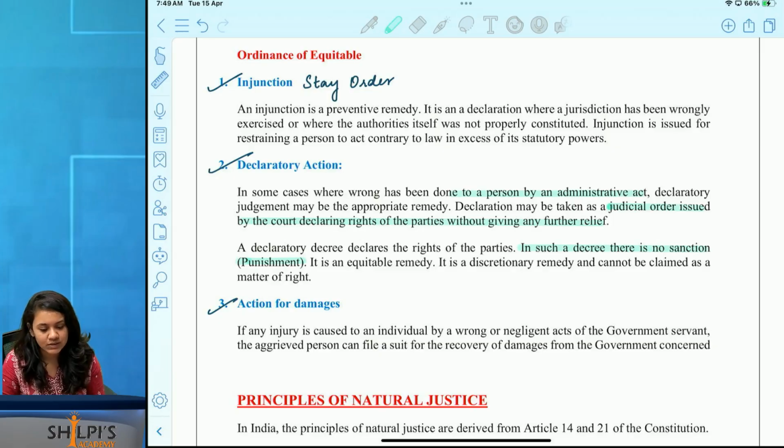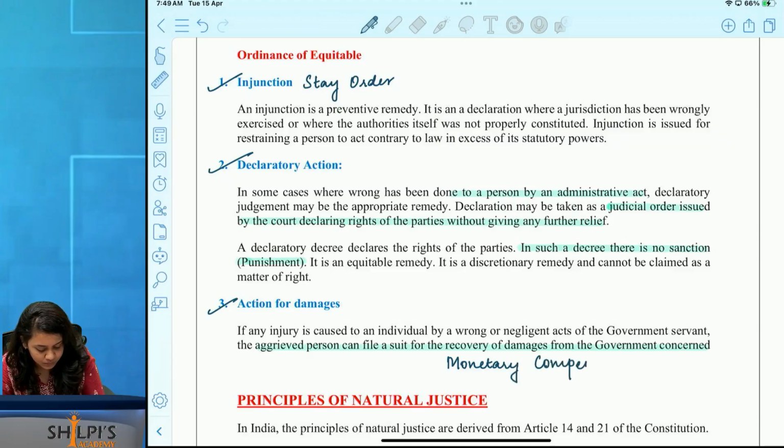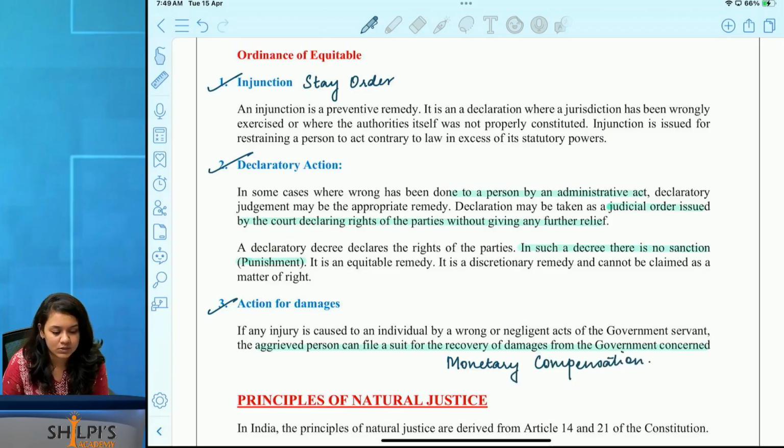And this is what we call as an equitable remedy. The third one is known as action for damages. So, where there are any wrongful activities done by the government, then a person can actually file a suit for recovery of damages from the government. And what do we call as recovery of damages? It is known as monetary compensation. So, these are some ordinary or equitable methods that are available to persons in the sense of injunction, declaratory action as well as action for damages.